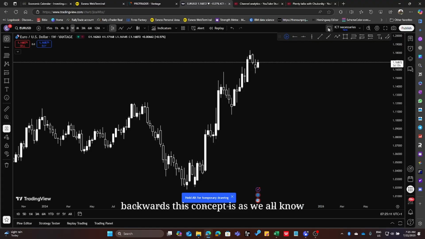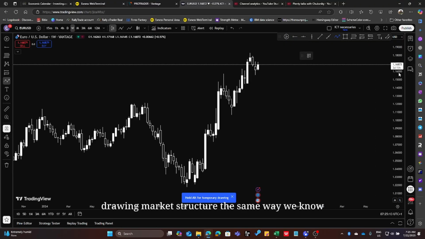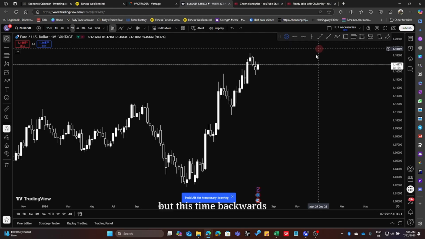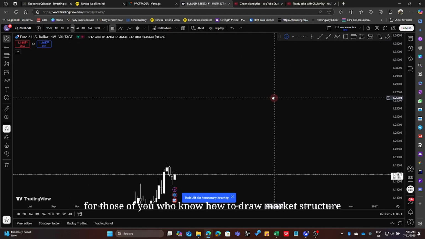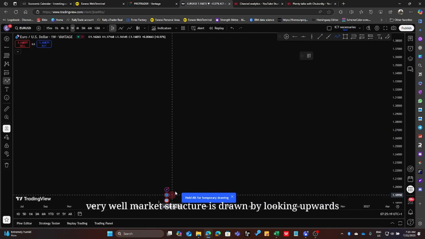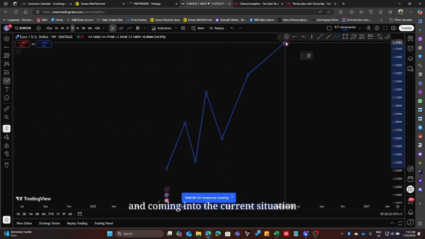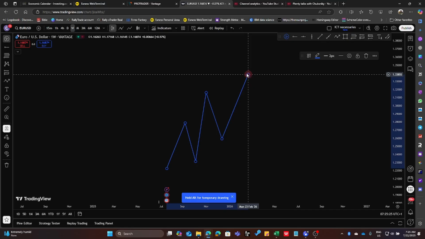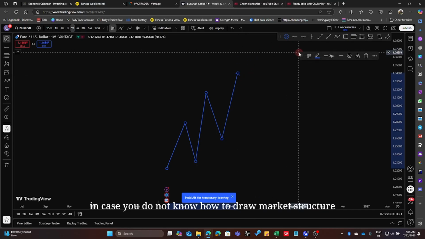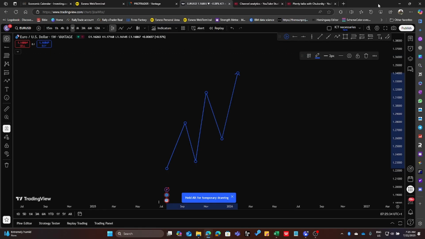This concept is, as we all know, drawing market structure the same way we know, but this time backwards. For those of you who know how to draw market structure very well, market structure is drawn by looking from the past and coming into the current situation. This is how you draw market structure. So in case you do not know how to draw market structure and this is your first time watching my video, I'll leave a link up here for the former market structure video and how to draw it.